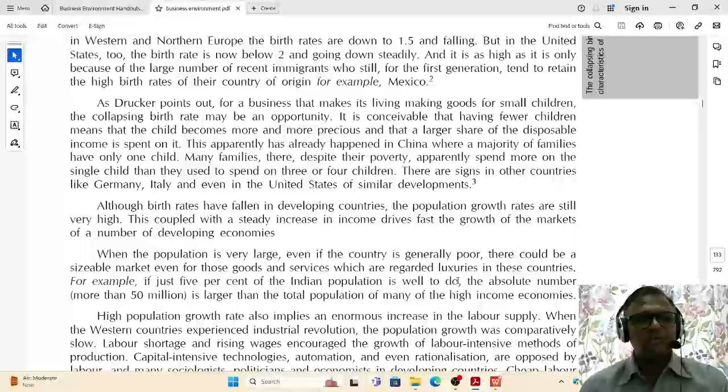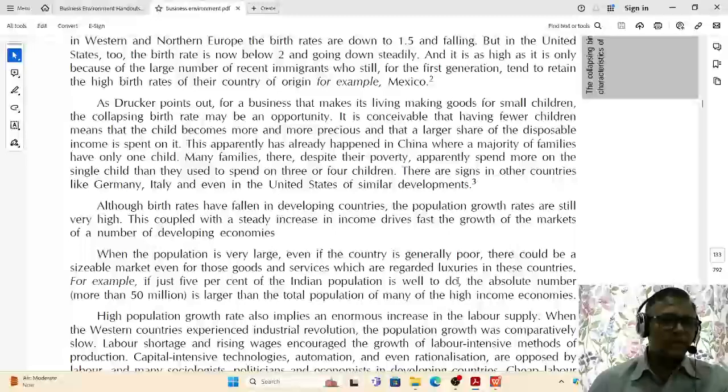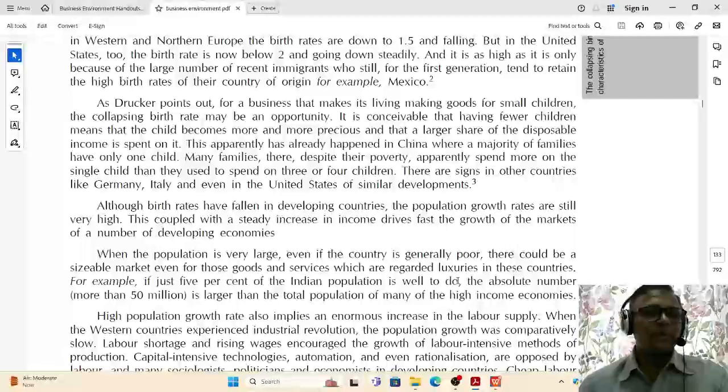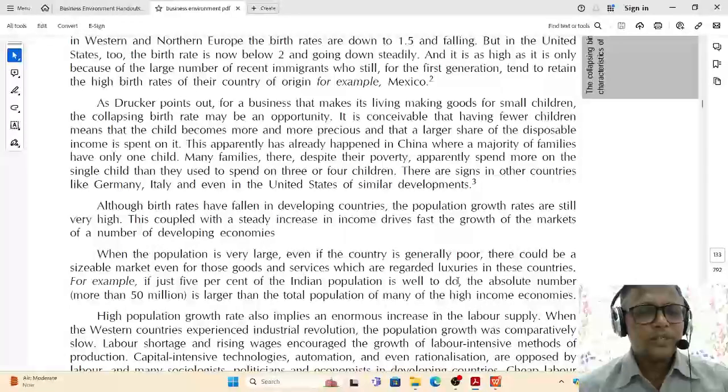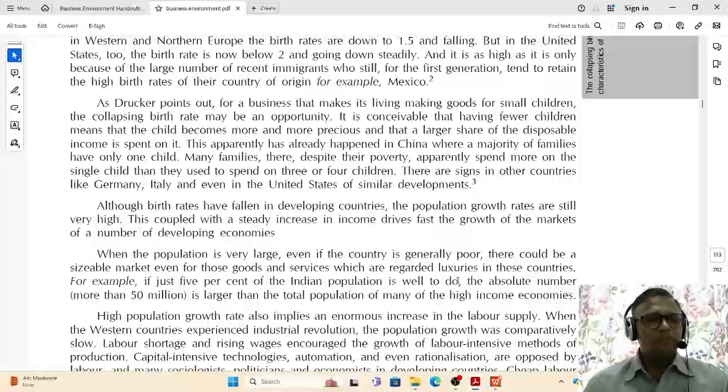Although the birth rates have fallen in the developing countries, the population growth rates are still very high. This, coupled with a steady increase in incomes, drives fast growth of the markets in a number of developing economies. When the population is very large, even if the country is generally poor, there could be a sizable market even for those goods and services which are regarded as luxuries in these countries. For example, if just 5% of the Indian population is well to do, the absolute number, more than 50 million, is larger than the population of many of the high income economies.